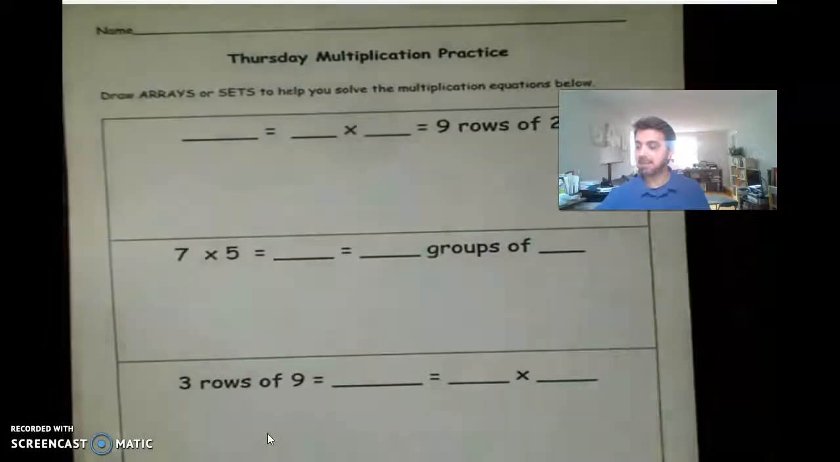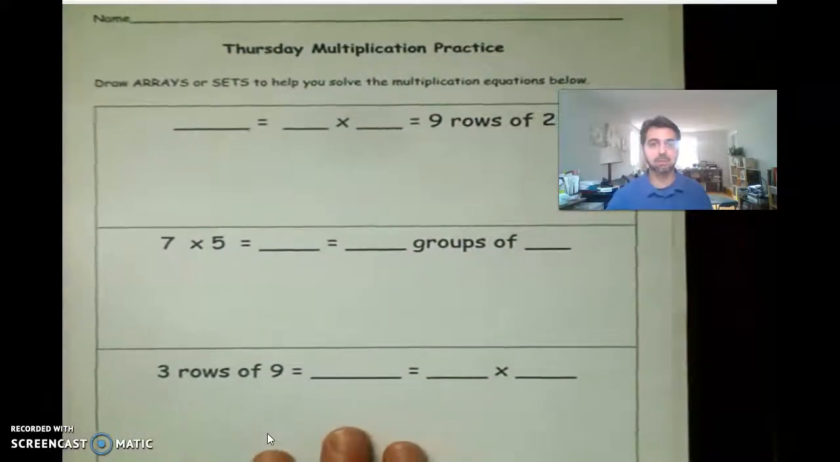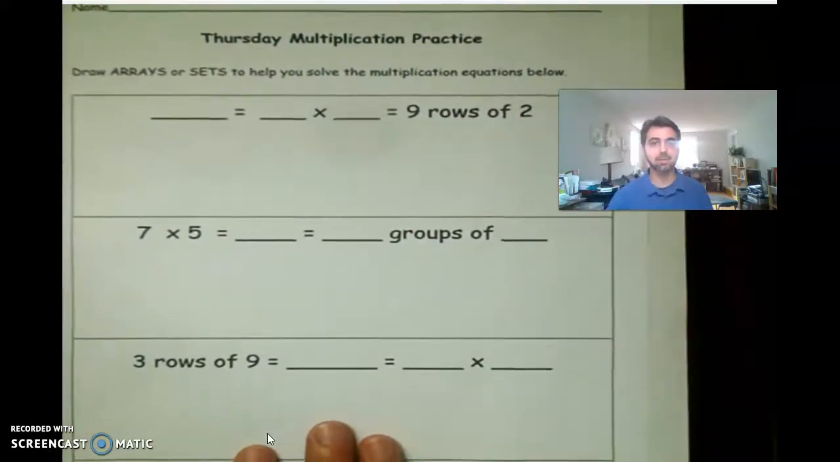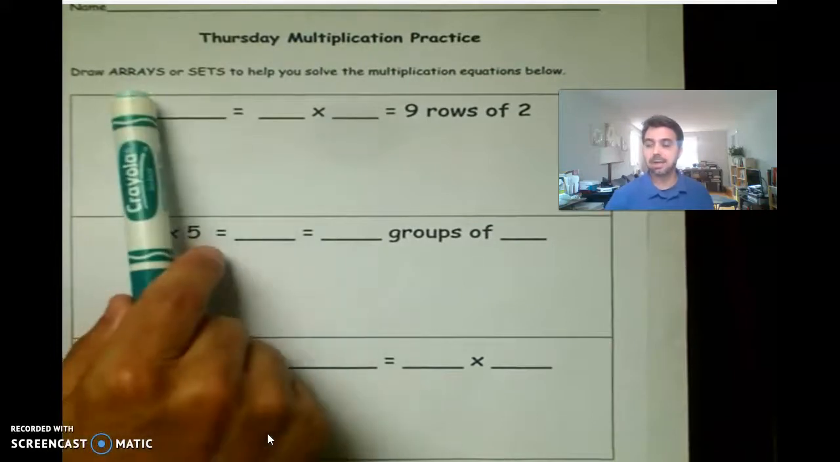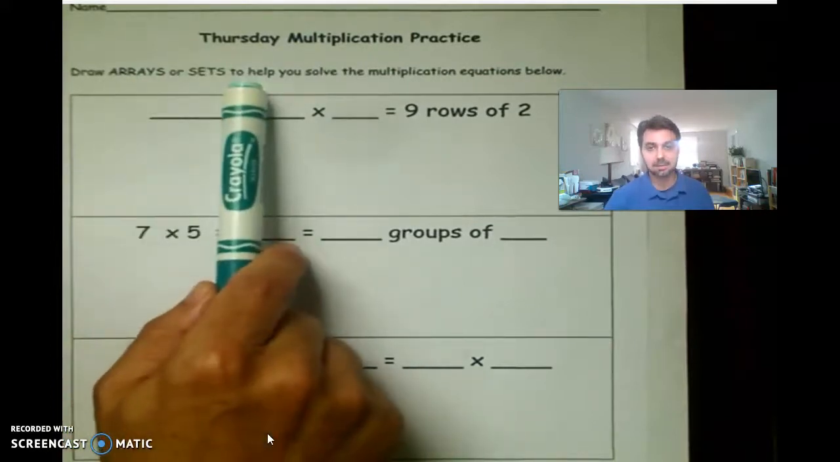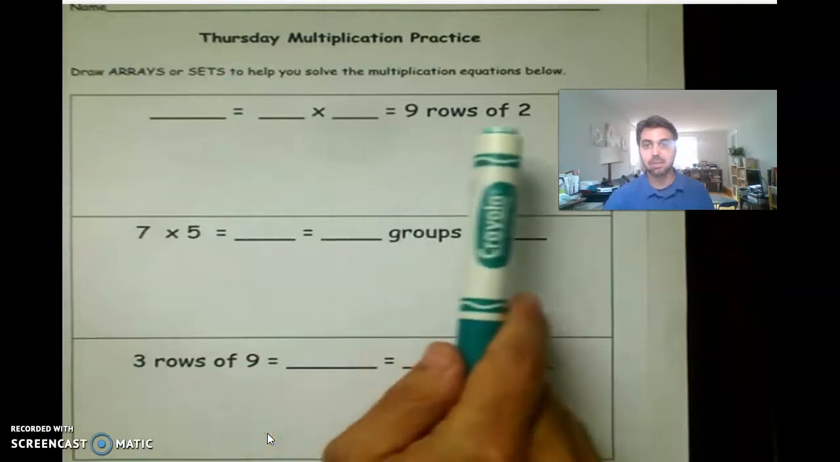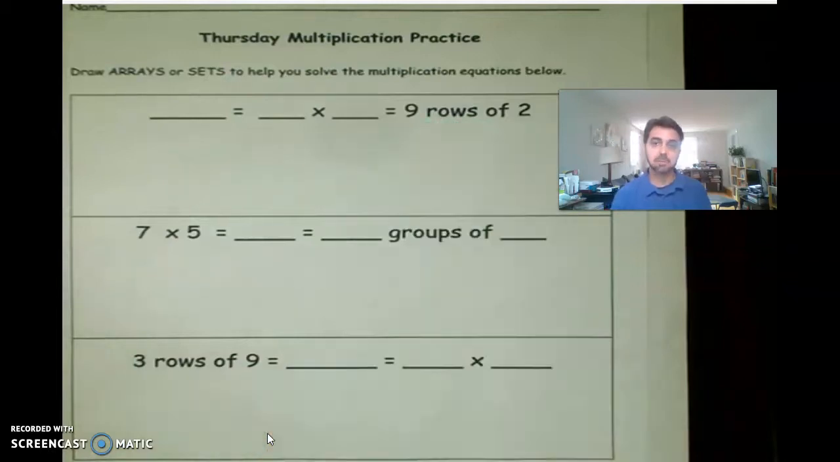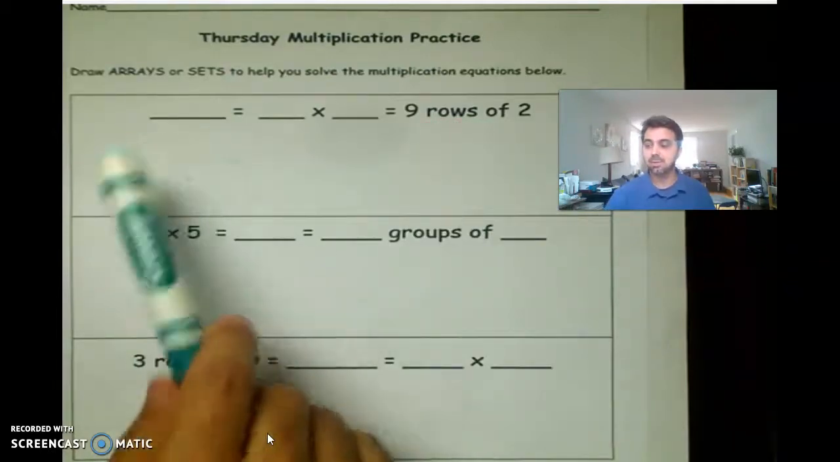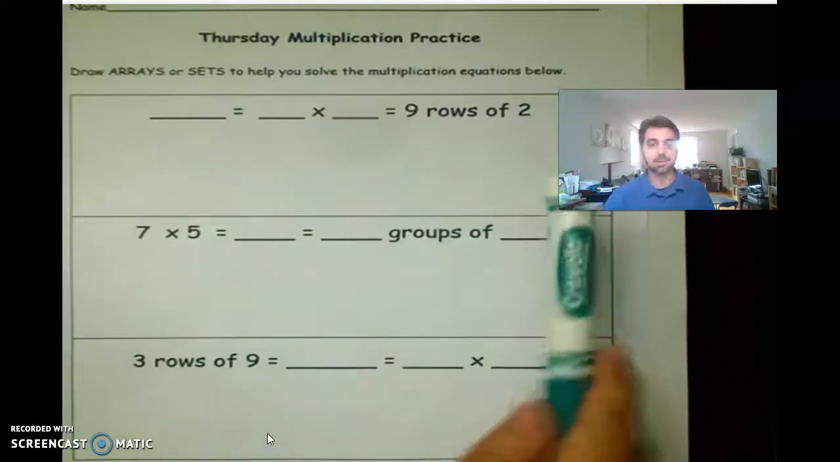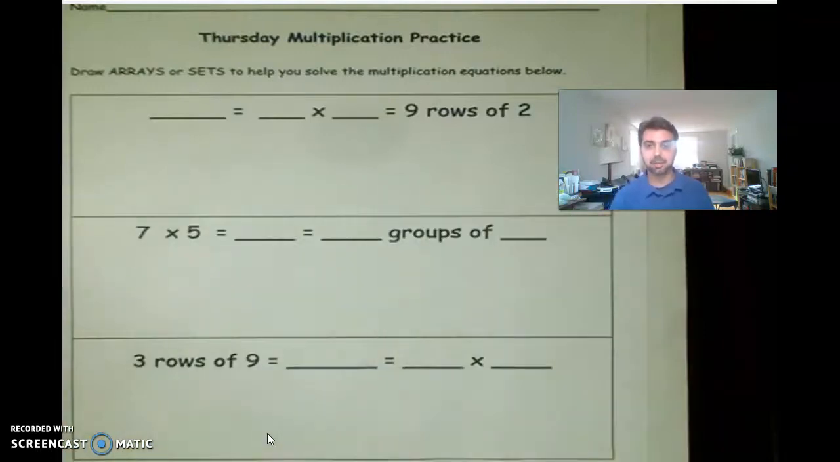Your last paper today will look like this. There's only 3 of them. Today you can choose to either draw arrays or sets. So if you'd rather do 9 rows of 2 dots, go for it. If you'd rather do 9, let's say, circles with 2 in each circle, then do that. Or maybe you want to alternate each one. It's up to you. I'm going to let you decide how you want to draw those multiplication problems and solve them.